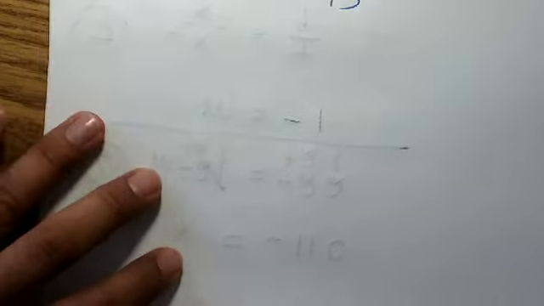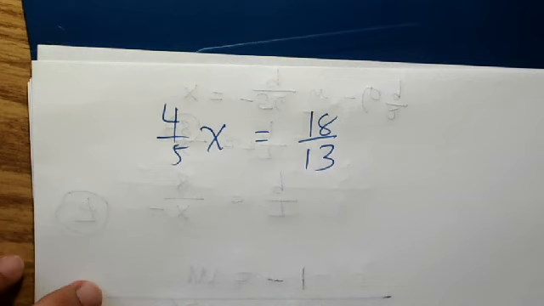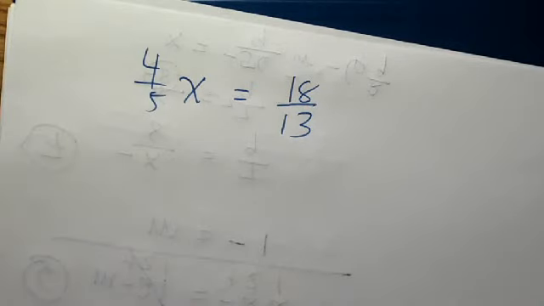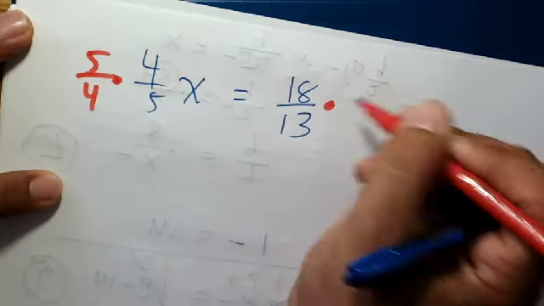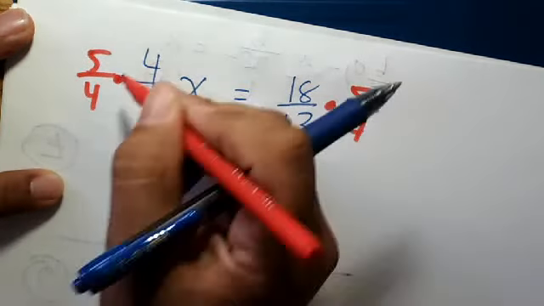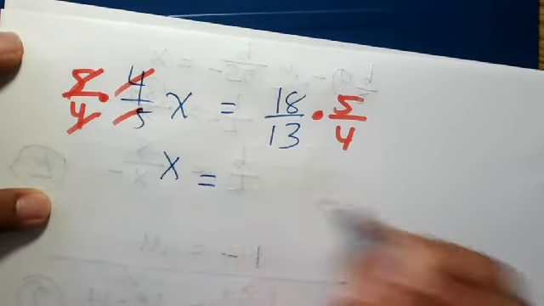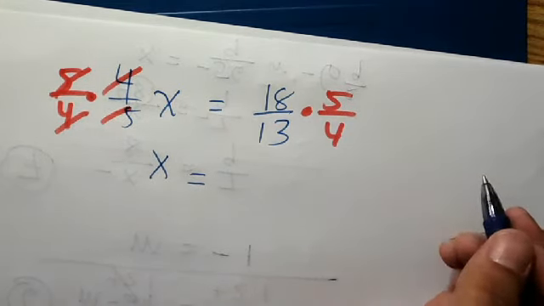4/5 x equals 18 over 13. What do you do in this situation? You divide. Dividing a fraction is the same thing as multiplying by the reciprocal. Very good, experts. It's the same thing. Dividing by a fraction is the same thing as multiplying by the reciprocal.